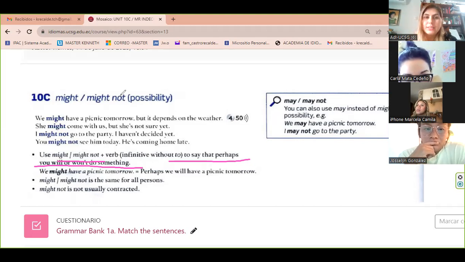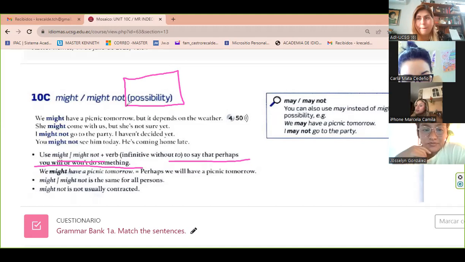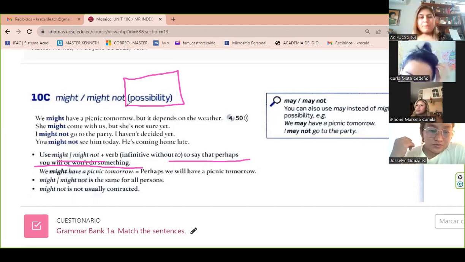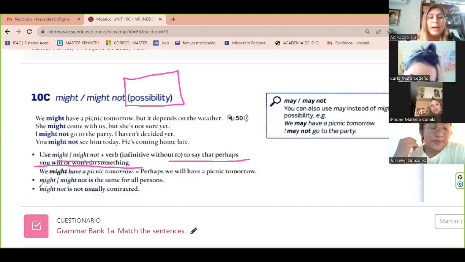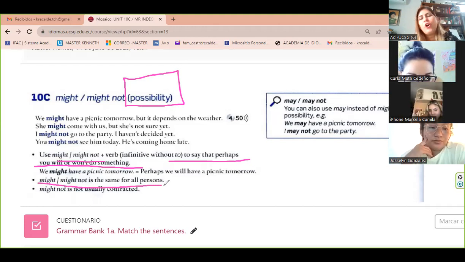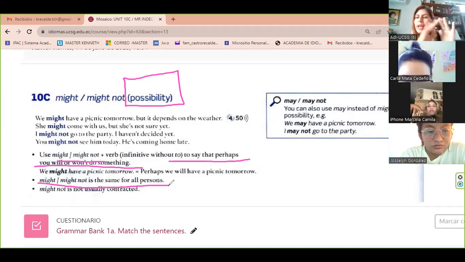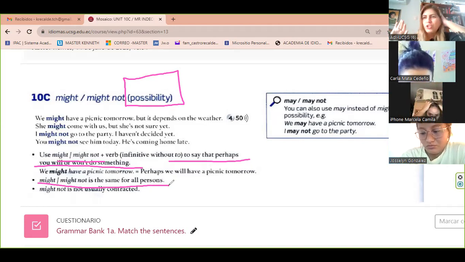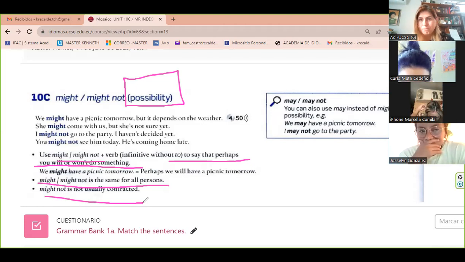That's the word. When you listen might, remember possibility. Something can be possible. Something can happen, or something cannot happen. Might and might not is the same for all the personal pronouns. I might, you might, he, she, and it might, we, you, and they might. It's the same. You don't change it. And might not is not usually contracted. You use might not.